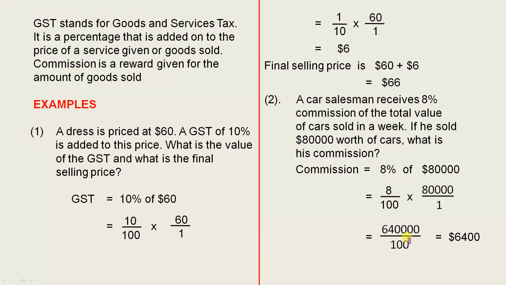Now you've probably seen cancelling. When you cancel using 100, that's how you do it. So basically we're dividing 100 into the numerator. So we have $6,400. So the commission is $6,400.